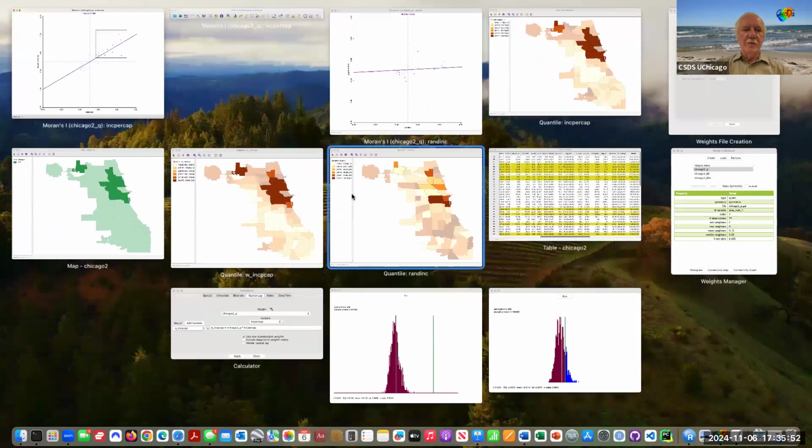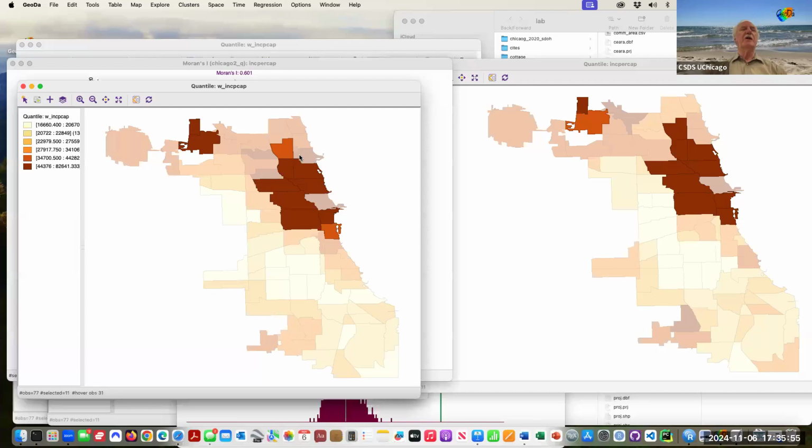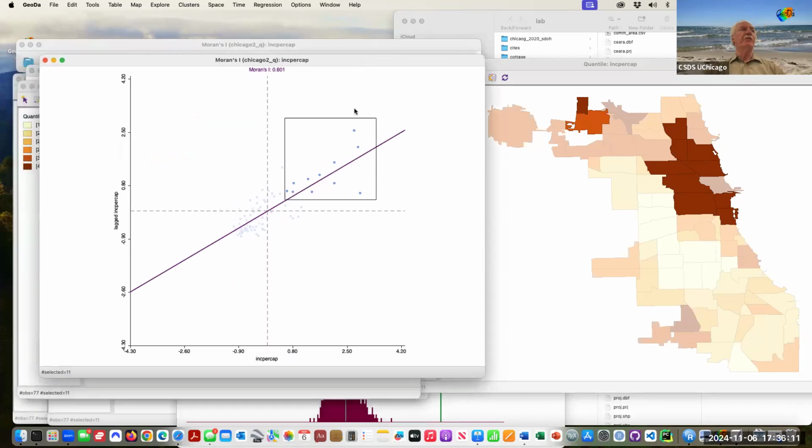The other way you can see it is if you go to the spatially lagged map, these will tend to have the same colors. Okay, so this map is for the spatial lag. That's the average of the neighbors. This map is for the original value. The graph shows us the observations in the upper right. This is what I call high clusters.